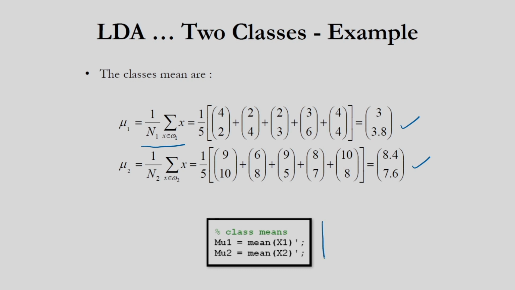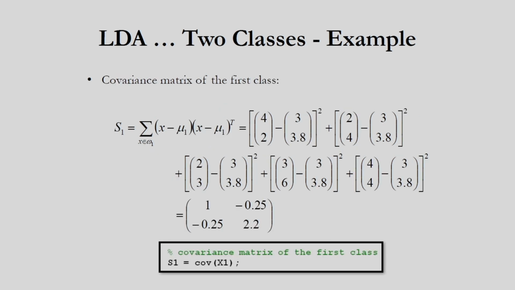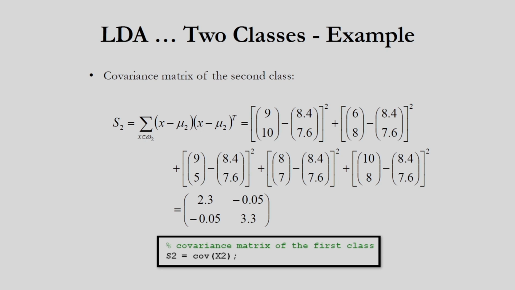And in MATLAB, you can write like this: you can determine the mean of x1 and also the mean of x2. After this, you can also determine the covariance matrix of the first class, that is S1. S1 is nothing but the covariance matrix of the first class, and in MATLAB you simply write the covariance of x1. So you can determine S1. Similarly, you can determine S2, the covariance matrix of the second class, and in MATLAB, S2 is equal to the covariance of x2.